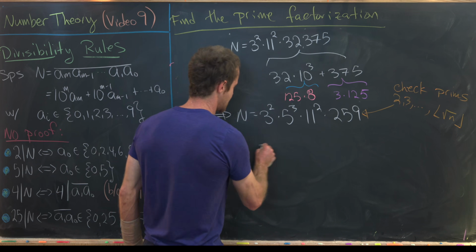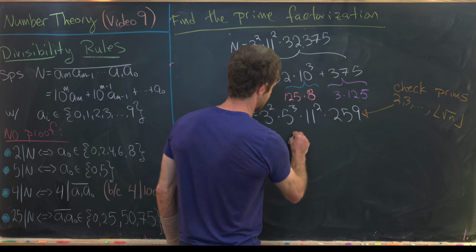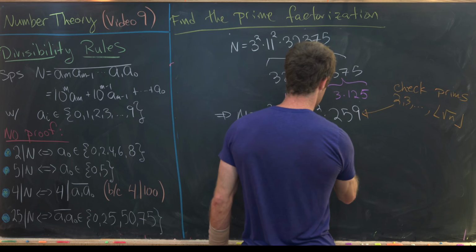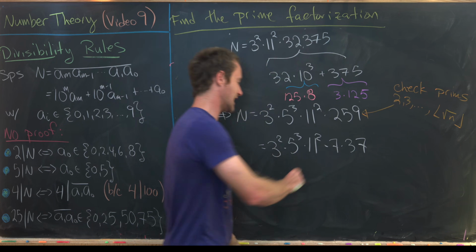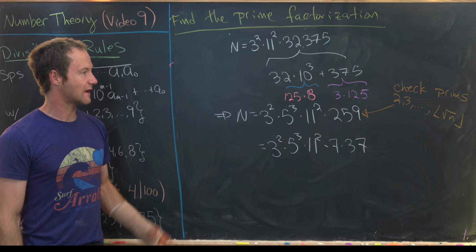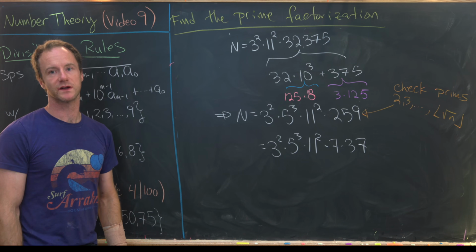Now I'll just jump to the end. This is equal to 3 squared times 5 cubed times 11 squared times 7 times 37. And that gives us our prime factorization for n. Okay, so now let's get rid of this and we're going to do a couple more examples.